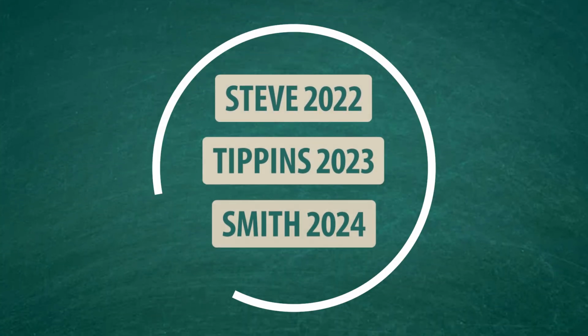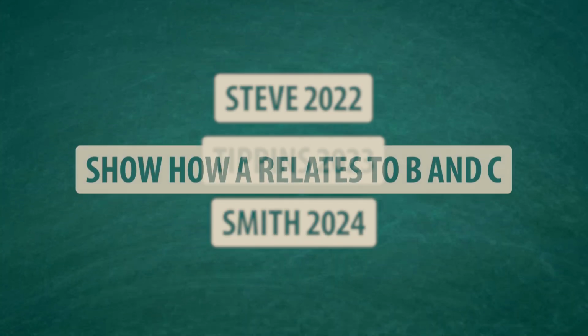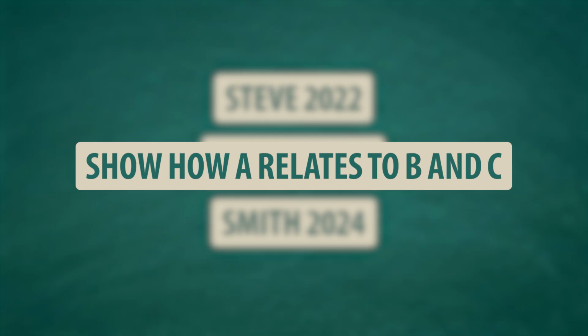But what your committee is looking for is, can you tie in the Steve and the Tippins and the Smith literature? Steve 2022 said this. However, when Tippins 2023 did their research, they found a different result. So you're showing you not only understand the information from one article, but you're understanding how it fits in the overall scheme of the literature that's been done. So when your committee says, oh, you need to synthesize this, that's what they're talking about.